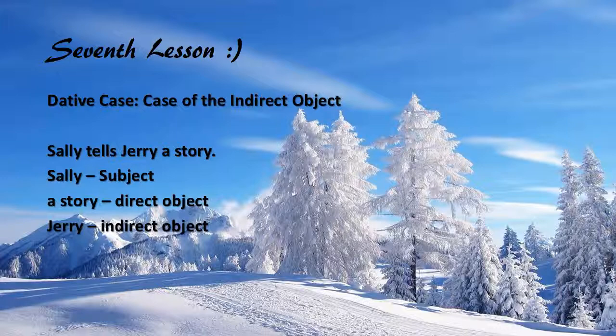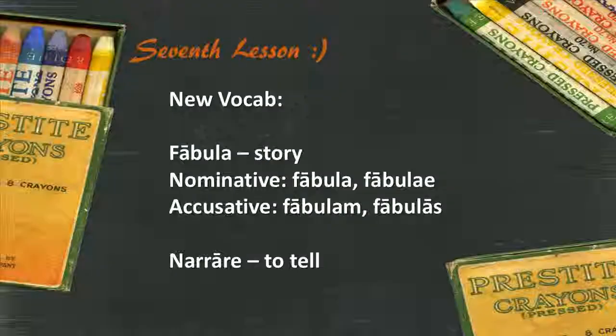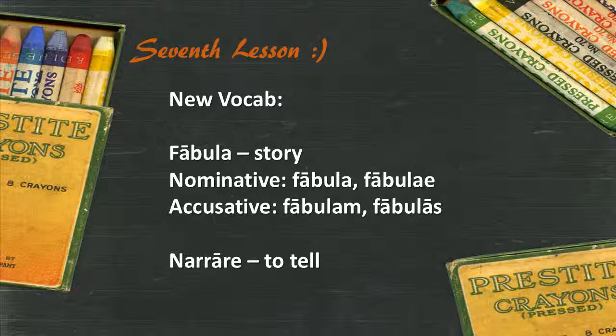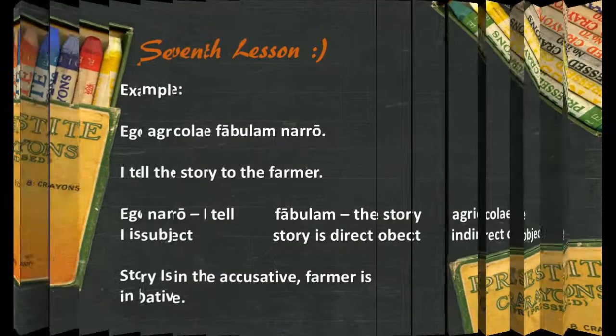Alright, so new vocab. Fabula, which is story. Fabula, it sounds like a fable. We have nominative case: fabula and fabulae. We have accusative: fabulam and fabulas. Now this is just a feminine noun, it's just going to act like puella. And then we have narrare, to tell, which is going to act like ambulare and all the ones that end with are. So this is all stuff we've seen.